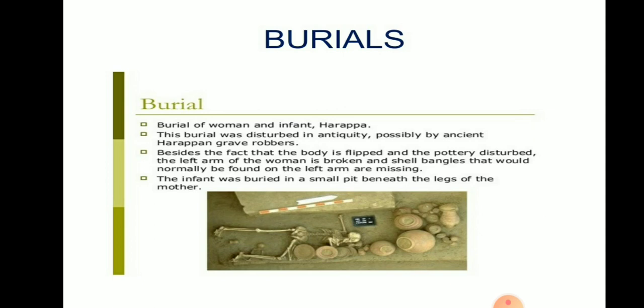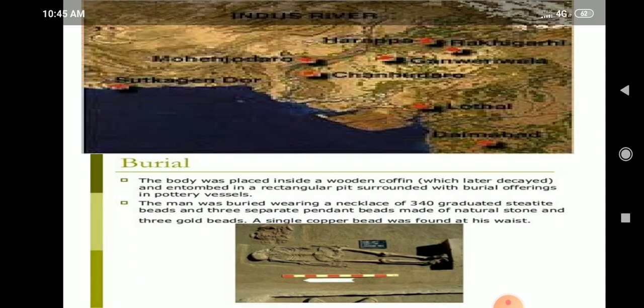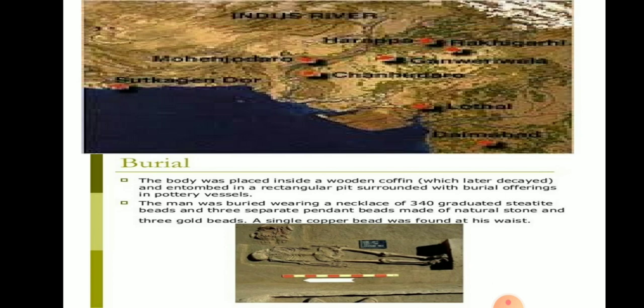After we have this picture, we know what is there in the place of burials, what things are available there. With the help of that, we can have some idea, some information about the society of that time. And another picture here is also showing a burial site.